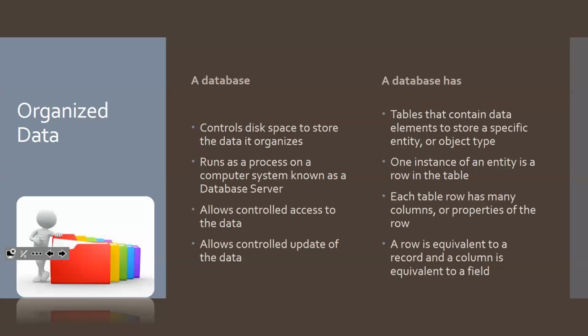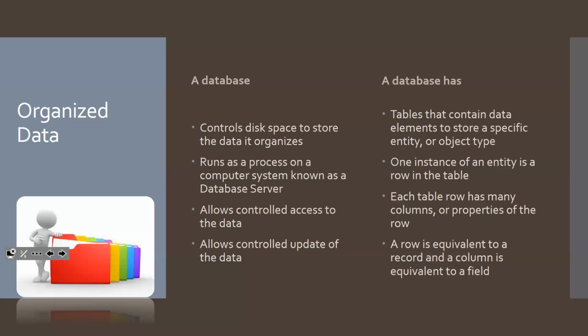So it allows me to really secure the data down to the level that I need to. Now, what kind of things does a database have? It has tables. And tables just contain the data elements to store a specific entity or an object. So think about the classes we've been creating since last semester. Every time we create a class, we're saying this class defines an entity. So we could convert that class entity into a database table.